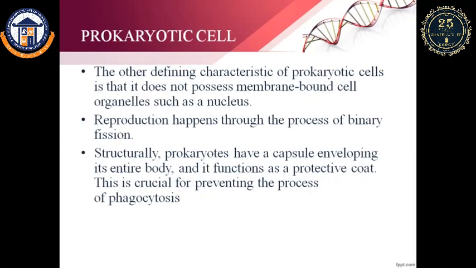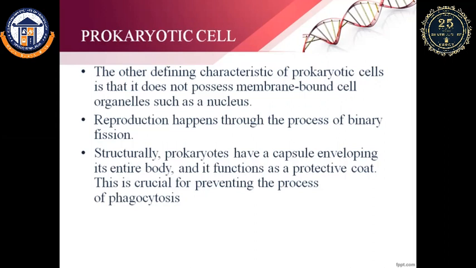The other defining characteristic of a prokaryotic cell is that it does not possess membrane-bound organelles such as a nucleus. Reproduction takes place by binary division. Binary division, as in amoeba, is where a parent cell divides into two daughter cells.